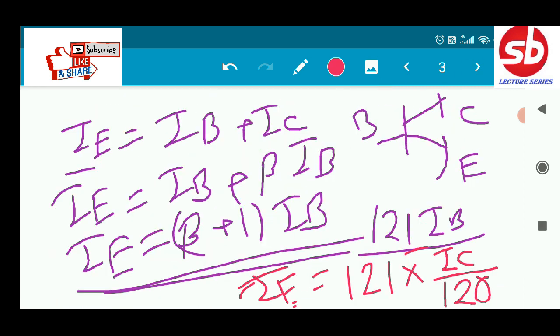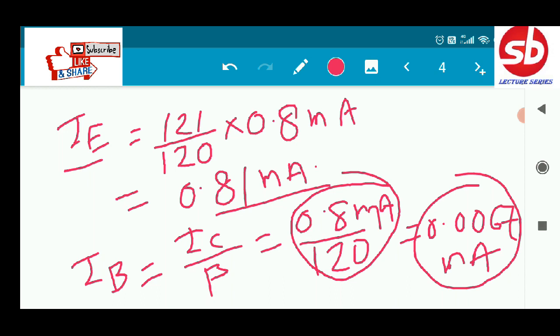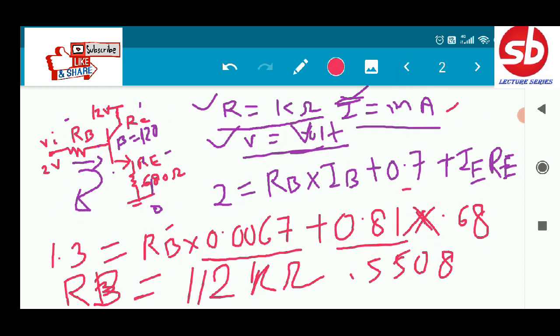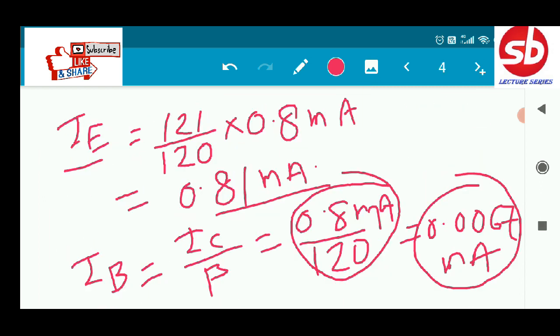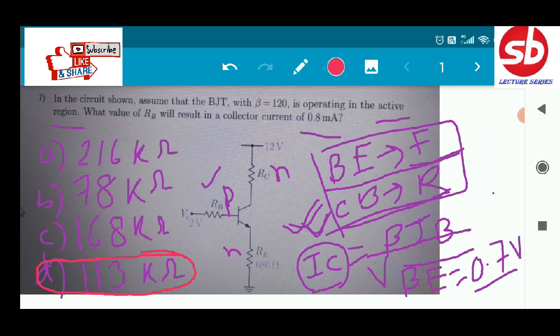Actually, if you put the values in this way in the equation, that means 121 divided by 120 into 0.8 and 0.8 divided by 120, rather than the rounded values, then you get exactly 113 kilo ohm. I made some approximated values here, that's why we got 112 kilo ohm. But if we put the values in this way and calculate the result, we get 113 kilo ohm. So your final result is 113 kilo ohm. Okay, thank you.